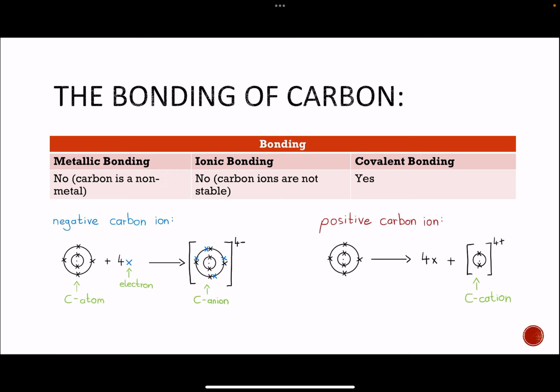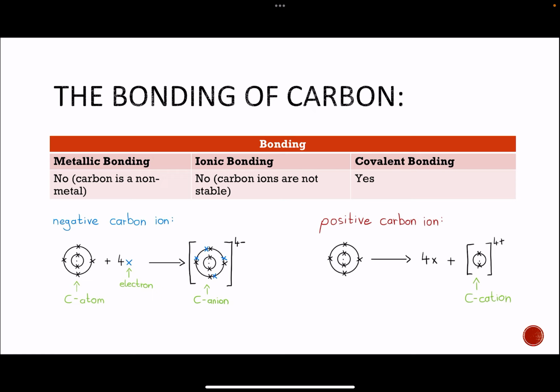The three major types of bonding in chemistry are metallic bonding, ionic bonding, and covalent bonding. Is it possible for carbon to do metallic bonding? Well, probably not, because carbon is a nonmetal. Is it possible for carbon to do ionic bonding? And that's what we can look at the bottom of this page.